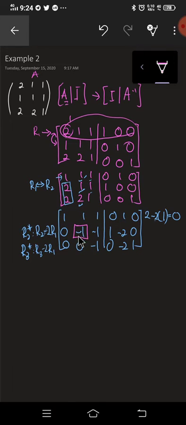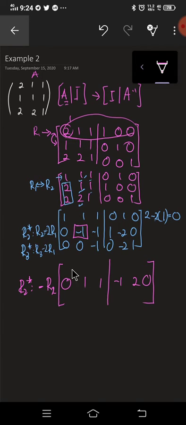So how to get 1 from negative 1? We can multiply with negative 1. So the new R2 is equal to negative of the previous R2. So everything multiply with negative 1. So here is 0, 1, 1. And then the other side, negative 1 to 0. And then for every other rows, we just copy everything because we didn't do any operation yet.